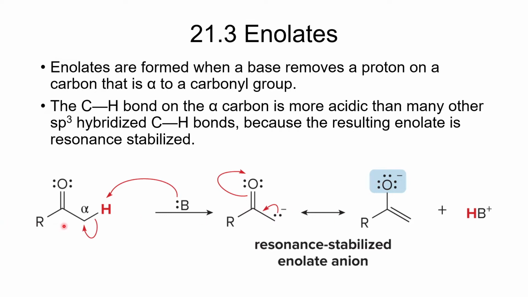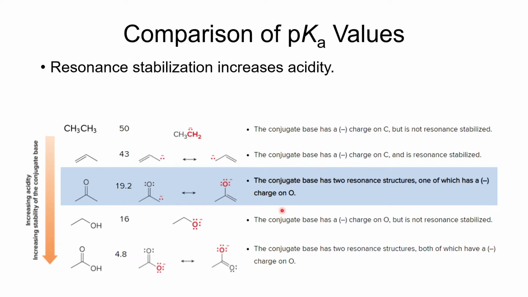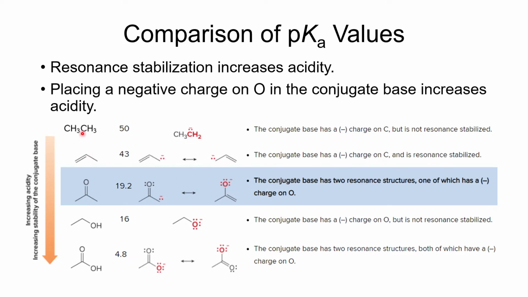How stable? How acidic? I'm glad you asked. Let's look at a comparison of pKa values for different sp3 hybridized carbon containing compounds. So we're going to start all the way up here. This one is just ethane. Ethane has nothing to stabilize it. When you try to deprotonate it, you're going to get this CH3CH2 minus. This is a very, very strong base. There's nothing to stabilize it, and as a consequence, this has a very high pKa. So that's one of our strongest bases possible. If you just have a straight up alkane, that's going to be a super strong base.